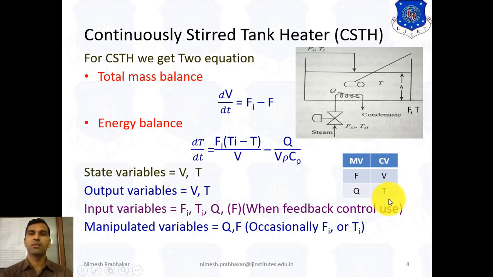And the second control variable is the temperature. Here we can control the temperature by varying the steam flow. So that's why Q is the manipulated variable. We can also control it by Ti, but most of the time in the continuously stirred tank heater, we control the temperature by varying Q. So that's why Q is the manipulated variable. So this is the continuously stirred tank heater.